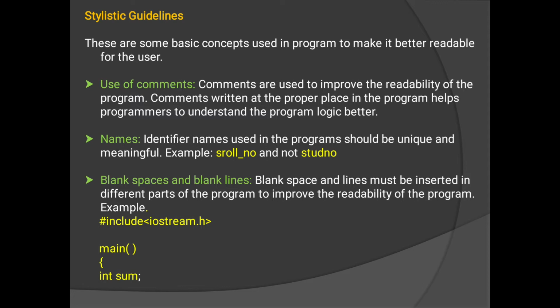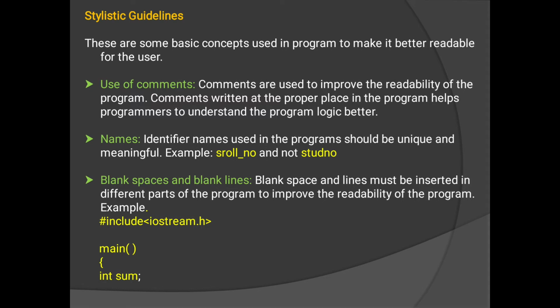These are some basic concepts used in a program to make it more readable for the users. There are different types of stylistic guidelines. The first one is the use of comments. We have already seen two types of comments in the beginning chapters, the single line comment and multi-line comments. How and why do we use these comments in the program? Comments are used to improve the readability of the program.